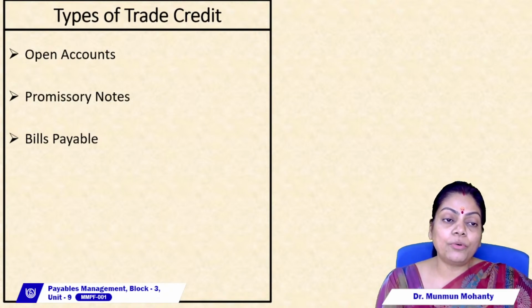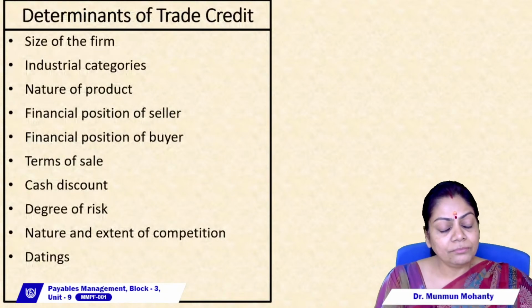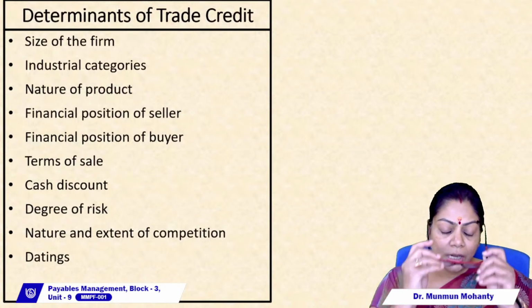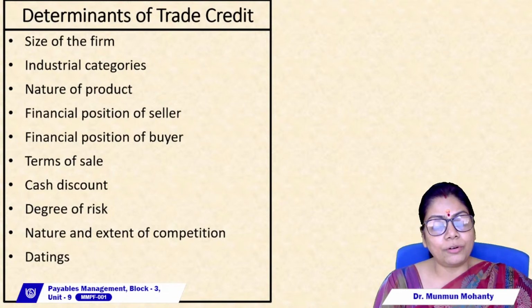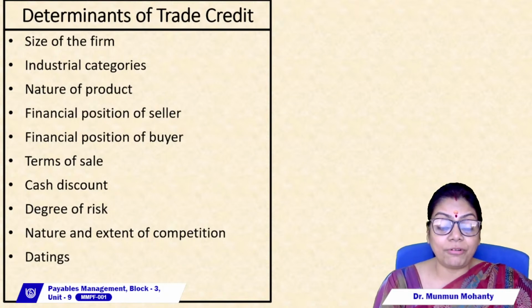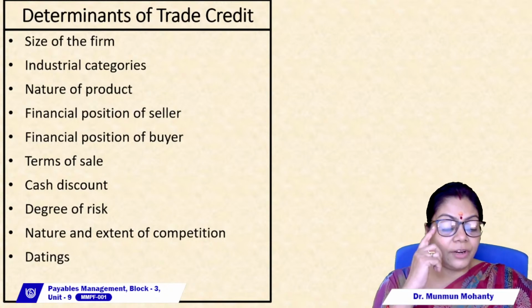Now, when we talk about the determinants of trade credit, the size of the firm could be a big determinant. The smaller firms have increasing dependence on trade credit, and they find it very difficult to arrange an alternate source of finance, because the banks will always look for the track record of a firm. So for small size firms it is very difficult to get bank finance, whereas the larger firms can get trade credit very easily.